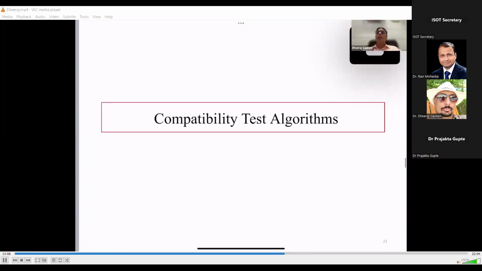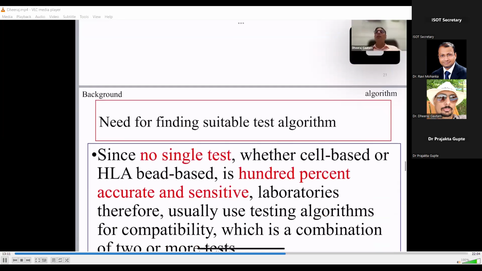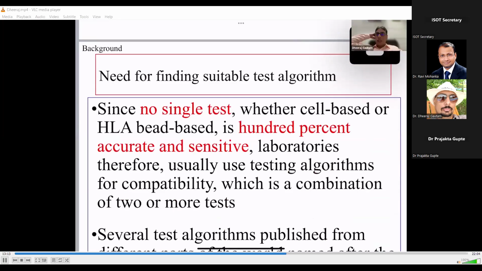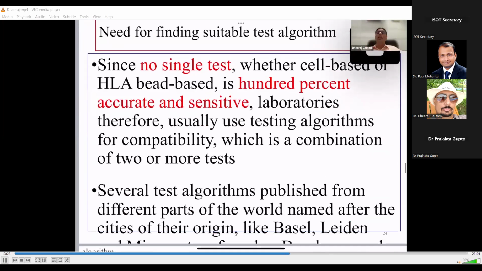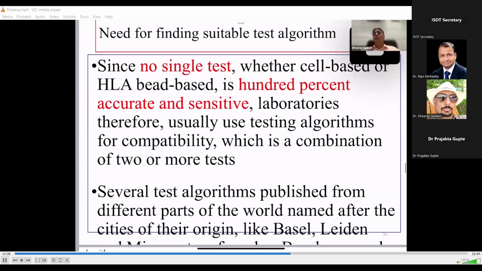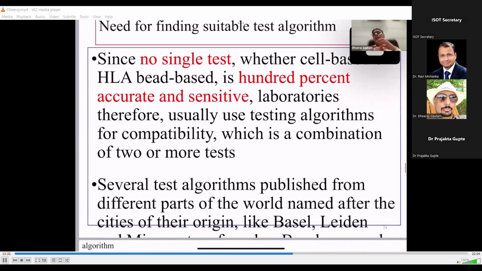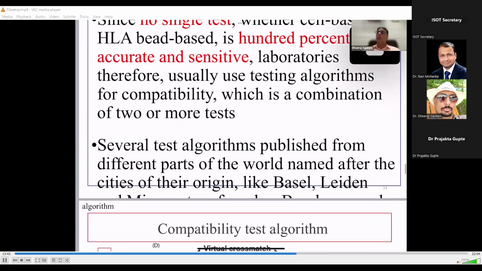So what is the compatibility test algorithm? Why do we need a test algorithm? Since no single test, whether cell-based or HLA bead-based, is 100% accurate and sensitive, laboratories therefore usually use a testing algorithm for compatibility, which is a combination of 2 or more tests. Several test algorithms have been published from different parts of the world, named after the city of their origin, like Basel, like Leiden, like Minnesota. So there's a protocol.